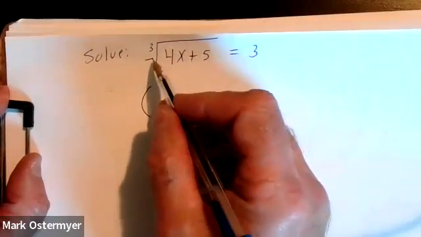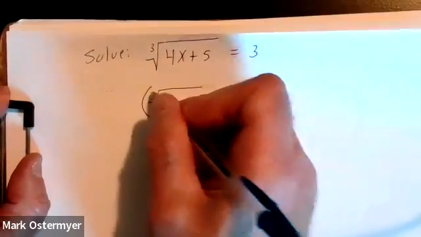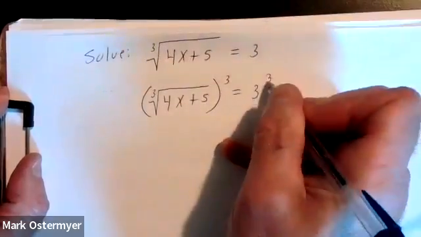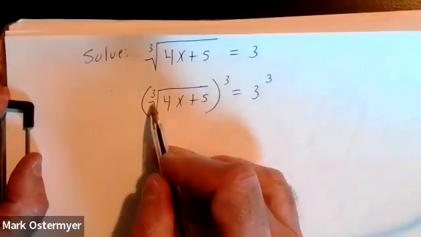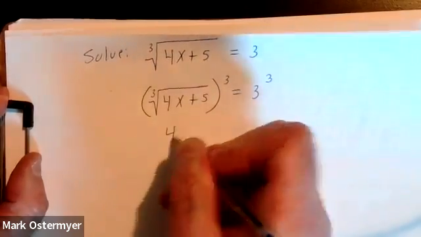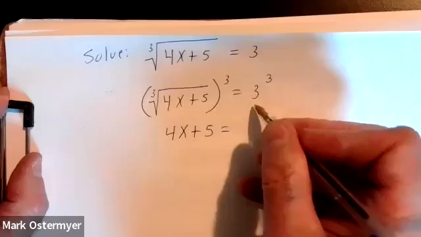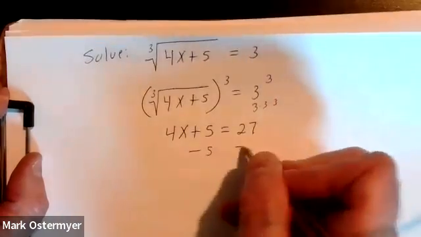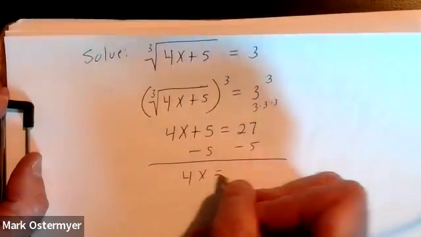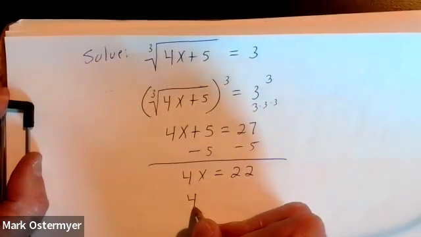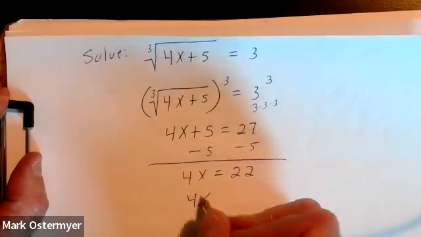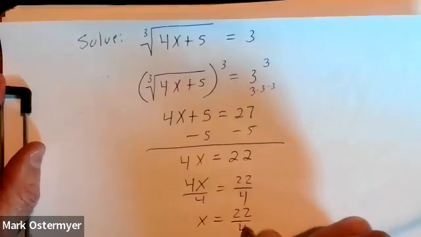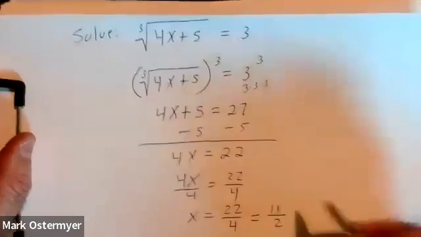So the next thing I need to do is get rid of this cubed root by cubing the left side of my equation. But if I cube the left side, I must also cube the right side. Cubing a cubed root makes the cubed root and the cube go away, so the left side simply becomes 4x plus 5. The right side is 3 times 3 times 3, which is 27. Solving for x now by subtracting 5 from both sides, I get 4x is equal to 22. Dividing both sides of the equation by 4, I get x is equal to 22/4, which reduces down by 2 to 11/2.